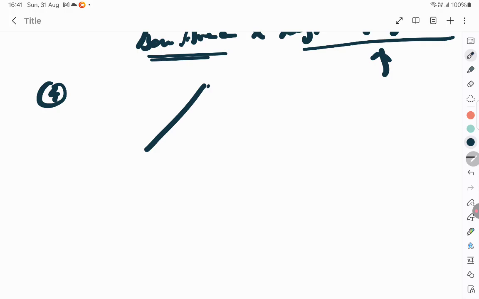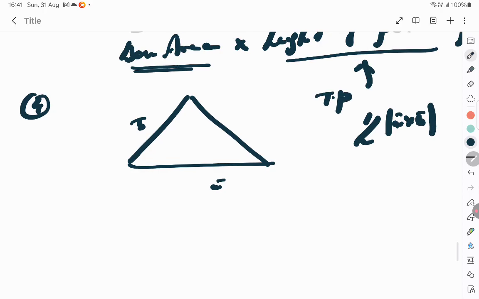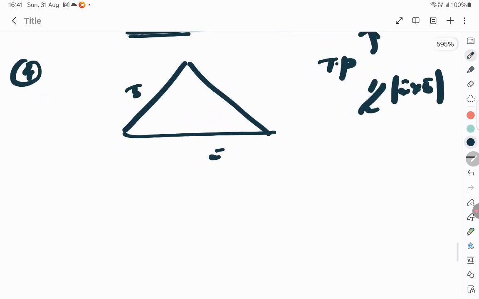Show that in a triangle, the area of the triangle containing sides A vector and B vector is 1/2 of the magnitude of A cross B. So the area of the triangle is half the magnitude of A cross B. To prove this, a very interesting question.